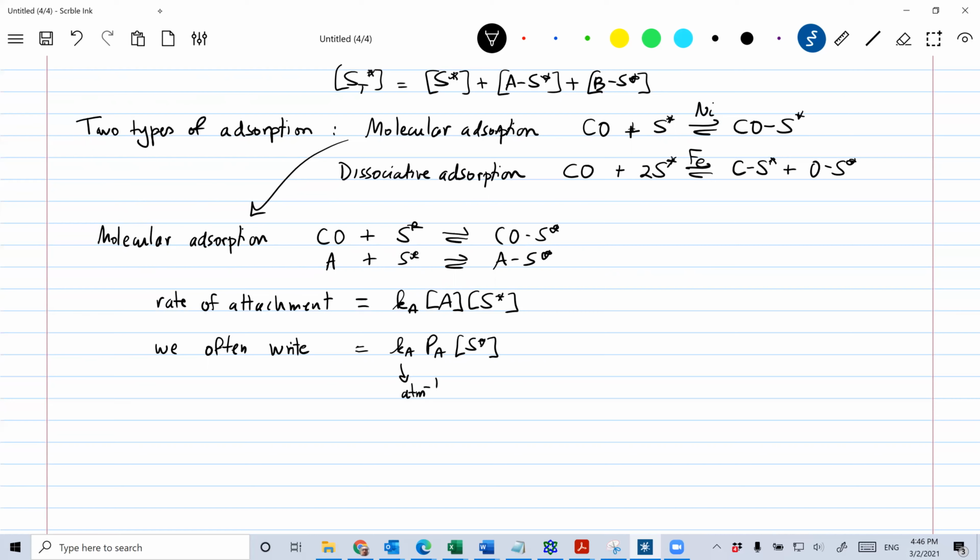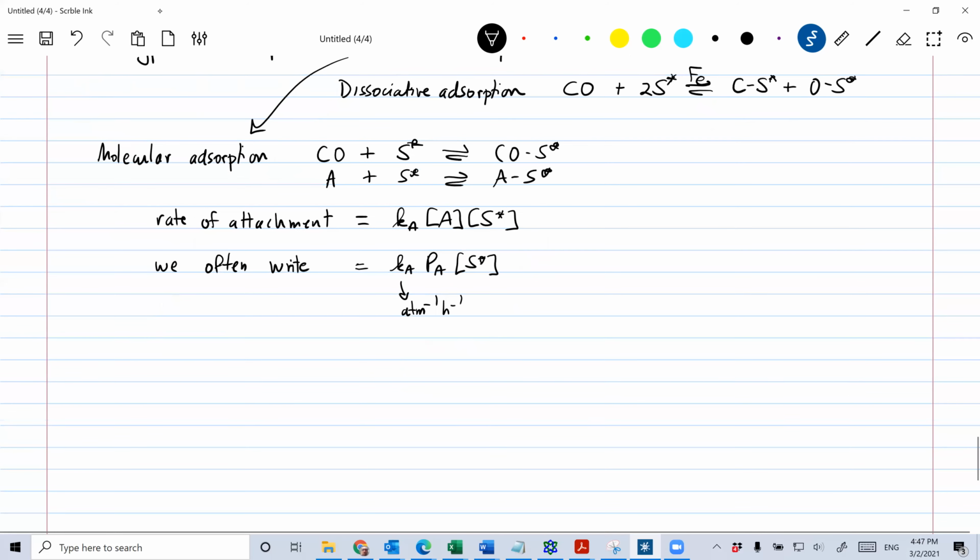So right here, Ka would be in liter per mole per time or something, right? Sorry, yes, liter per mole per time. But here, you'd have Ka in inverse atmospheres, I guess. Oh, there should be a time involved. Did I make a mistake? Yeah, inverse atmosphere per time, sorry. Yeah, I made a mistake. Okay.